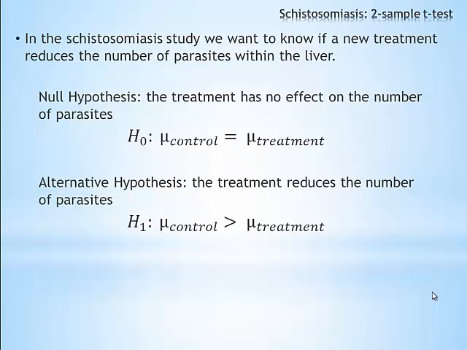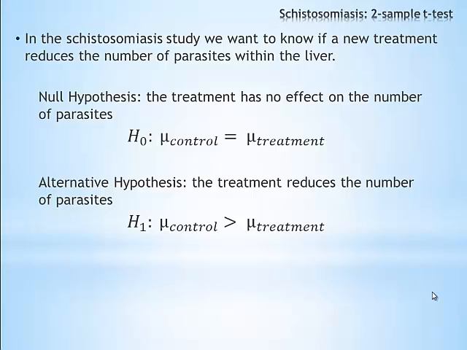For example, in our textbook schistosomiasis study, we want to know if a new drug will reduce the number of parasites existing in the liver of a sample of lab mice. In order to do a two-sample t-test, you first develop a null and alternative hypothesis. In this schistosomiasis study, we first write the null hypothesis, which says the treatment has no effect on the number of parasites. We often write that H0, the mean of the control, is equal to the mean of the treatment.